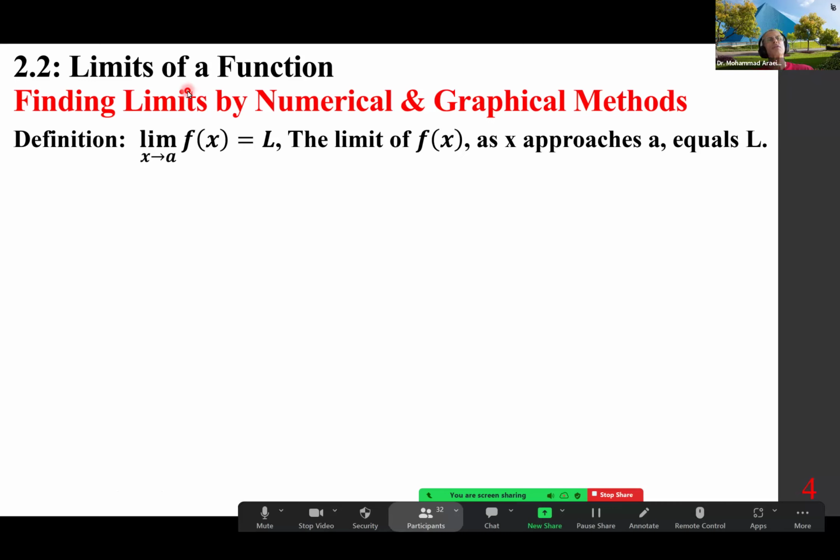2.2, limits of a function, finding limits by numerical and graphical methods. Definition: the limit of f of x as x approaches a equals L. The way we read this: the limit of f of x as x approaches a equals L.